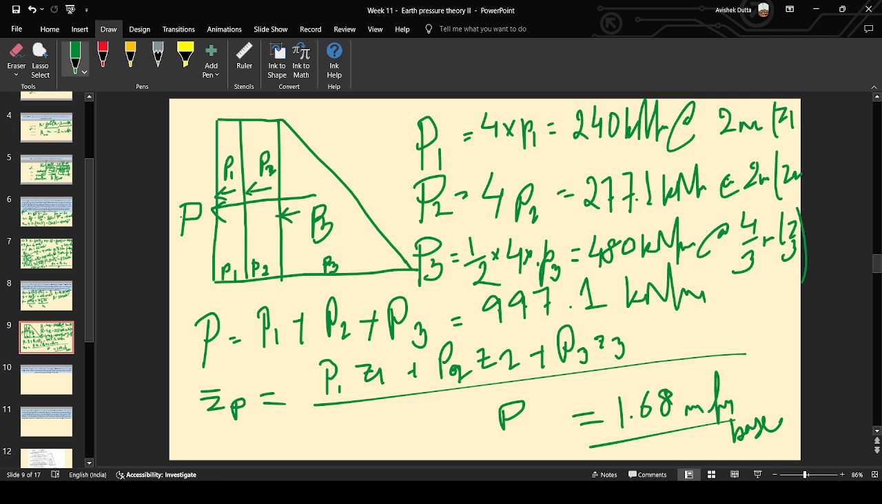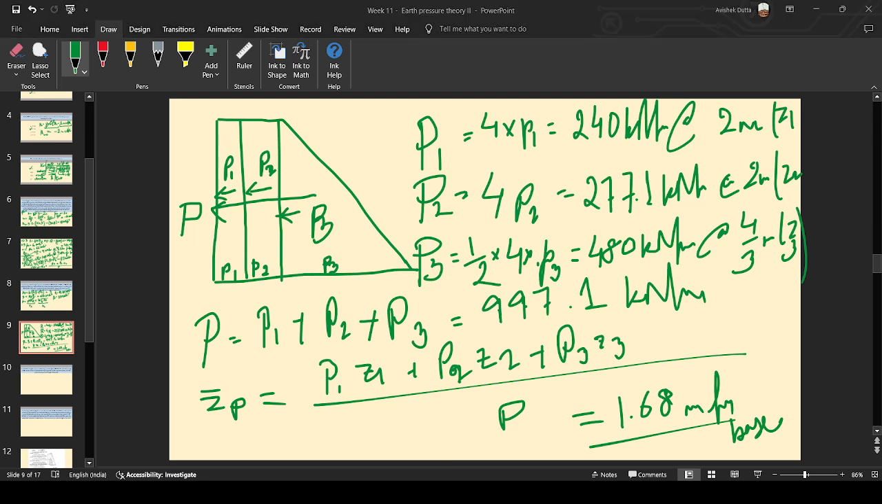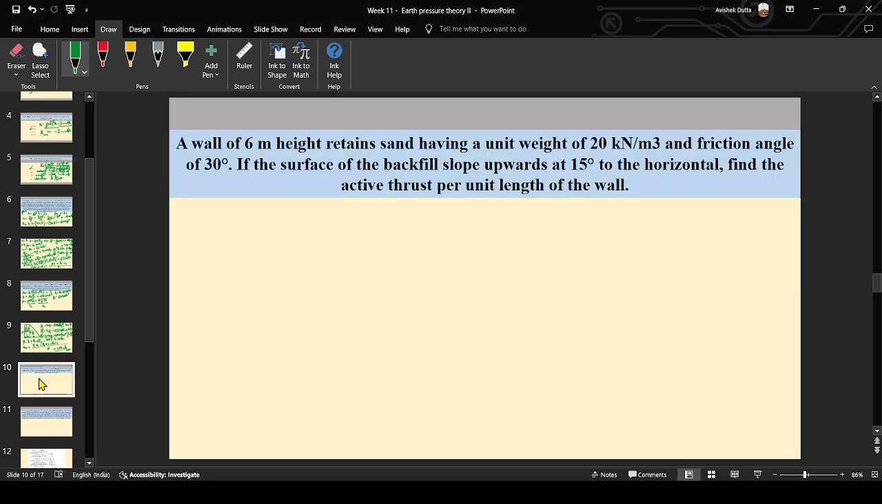Okay. I hope the solution was clear. Next question. A wall of 6 meter height retains a backfill with unit weight 20 and friction angle of 30, with the surface sloping upward at 15 degrees. So the backfill has a sloping surface.